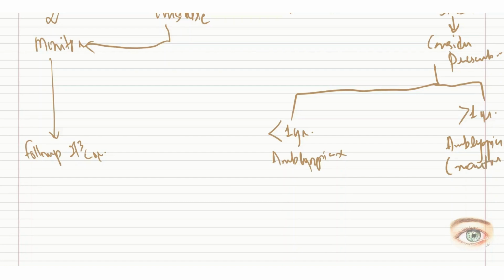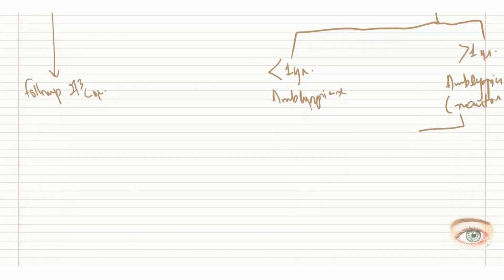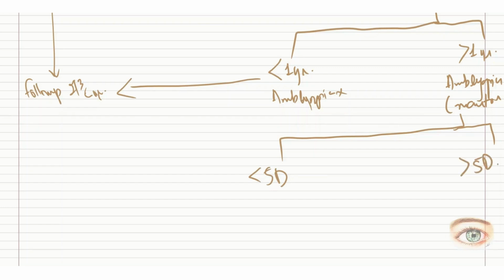right? So for the monitoring of amblyopia, and if the patient is younger than 1 year, you are again going to have a follow-up at 2 to 3 years and at 5 years. And if the patient is older than 1 year, we are going to divide amblyopia again into if it is less than 5 diopters or if it is more than 5 diopters, right?